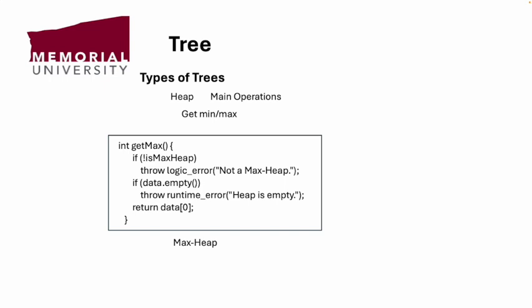Maximum heap, to get the maximum number of this array of list of the number, right? Same code. First check whether it's maximum heap, and then check whether this array is empty or not, and then return what? The first element of this array, so we can get the maximum value for this list. Again, complexity is big O 1.